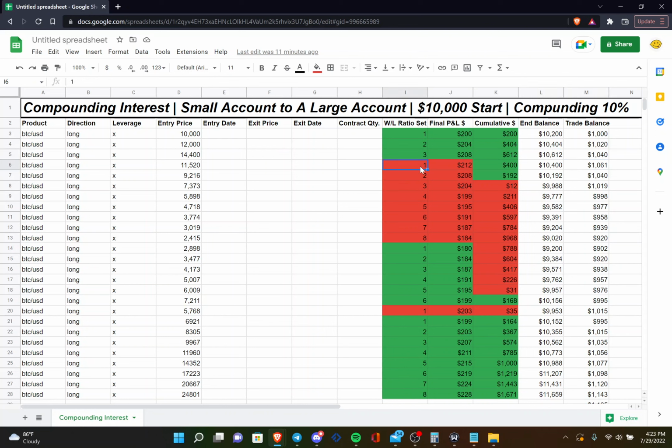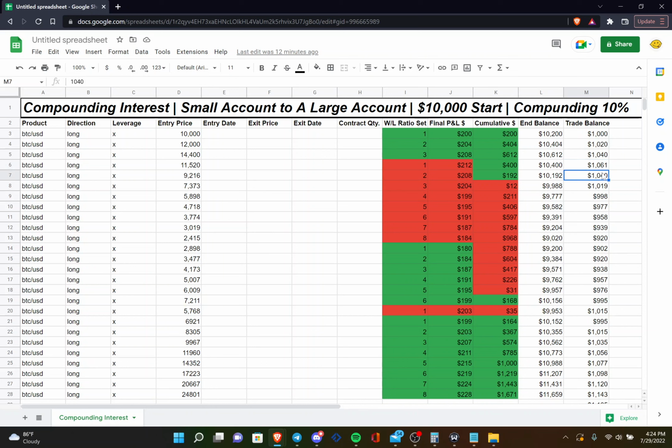Now we get to our first loss. Okay, Bitcoin falls 20%. So from 14,400, it fell 20% to 11,520. And now we lost $212. We're still in profit overall on our account. So we deduct $212 from 612, bringing us down to a profit of $400. Okay, and now we're back down to a total account value of 10,400, and now we're back down to exposing our account per trade $1,040. Okay, so we fell from 1,061 to 1,040.